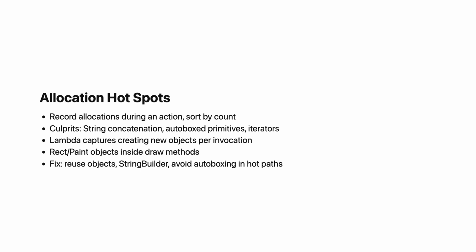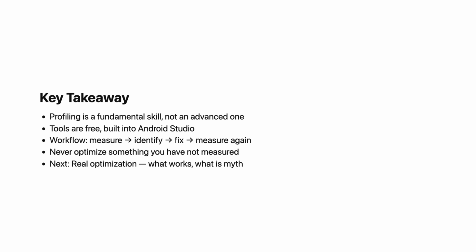lambda captures that create a new object per invocation, Rect and Paint objects created inside draw methods. Each individual allocation is cheap, but thousands of them trigger garbage collection pauses that cause visible stutter. The fix is usually simple: reuse objects, use StringBuilder, avoid autoboxing in hot paths.